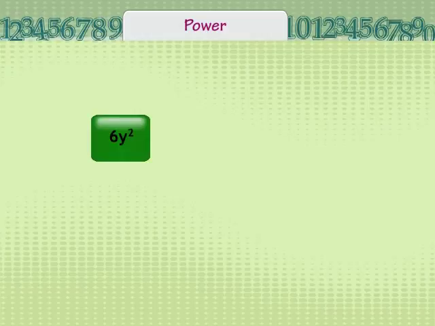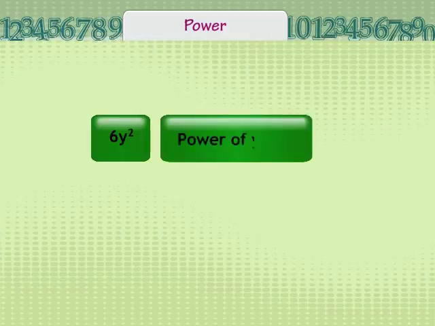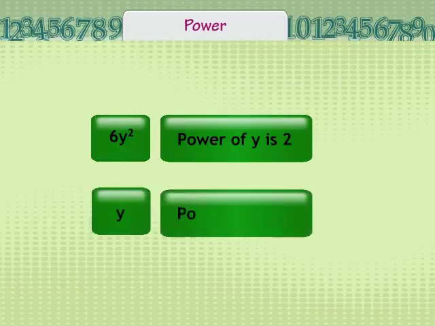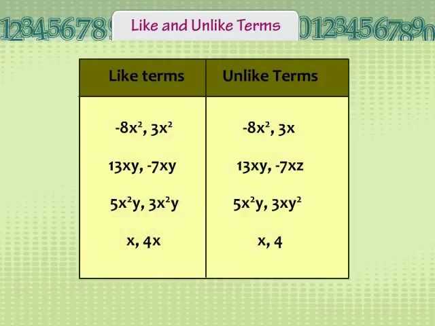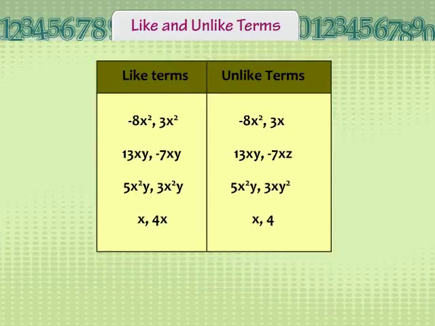In the term 6y square, the power of the variable y is 2. In the term y, the power of the variable y is 1. We have already learned about terms. Now let us understand about like and unlike terms.